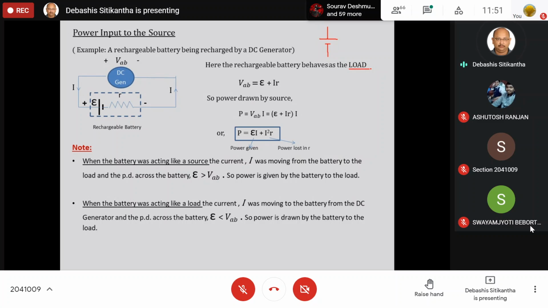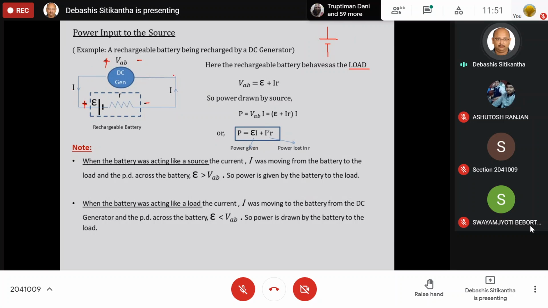So in this case, what is happening? This source is basically working like a load, because now it is consuming power to get itself charged up. Let us say the voltage developed across this generator is equal to VAB. Now this VAB is given to this rechargeable battery. In this case, if I say this one is minus and this one is plus, and this one is the positive terminal of the battery and this one is the negative terminal of the battery.